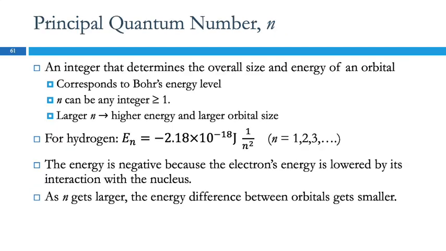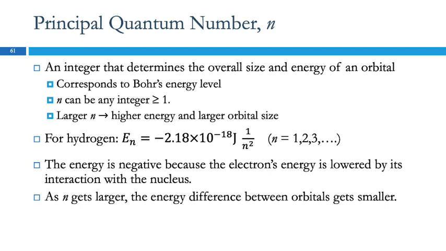So the principal quantum number, you can think of it as being a lot like the levels in Bohr's model, where n equals 1, n equals 2, n equals 3. The higher you go, the more energy it has. n can be any integer greater than or equal to 1: 1, 2, 3, 4, 5, 6, 7, whatever. Larger n, higher energy, larger orbital size.